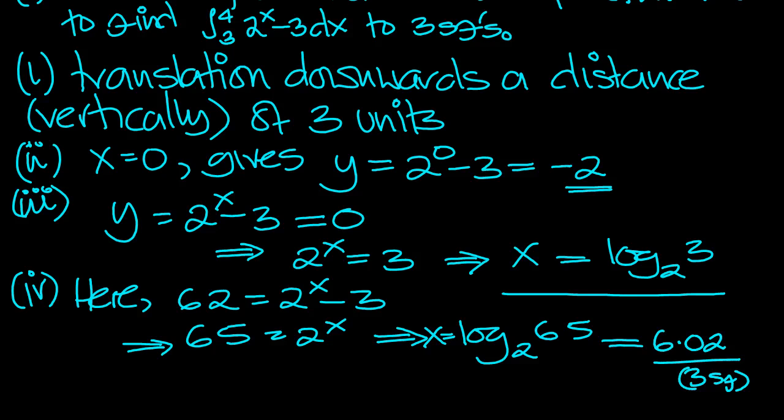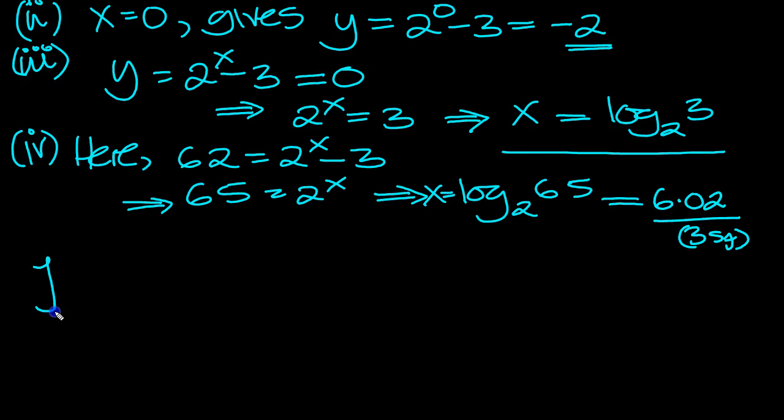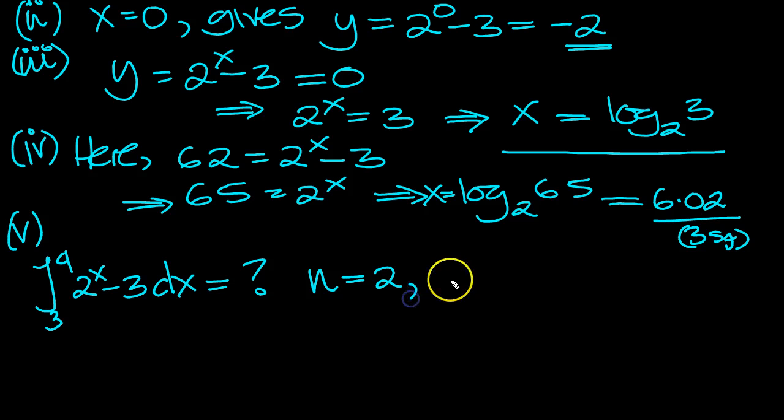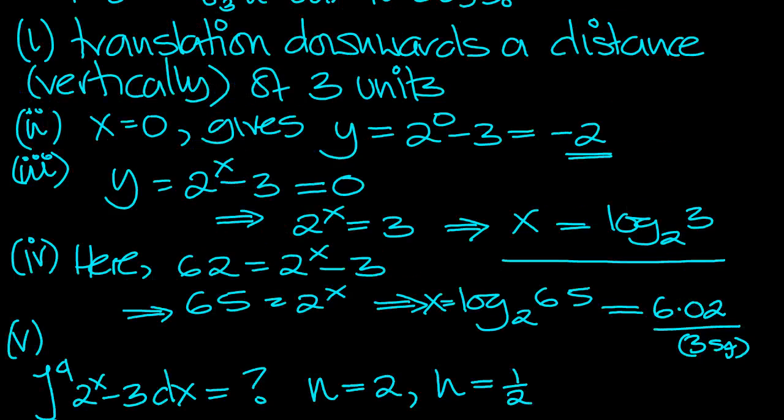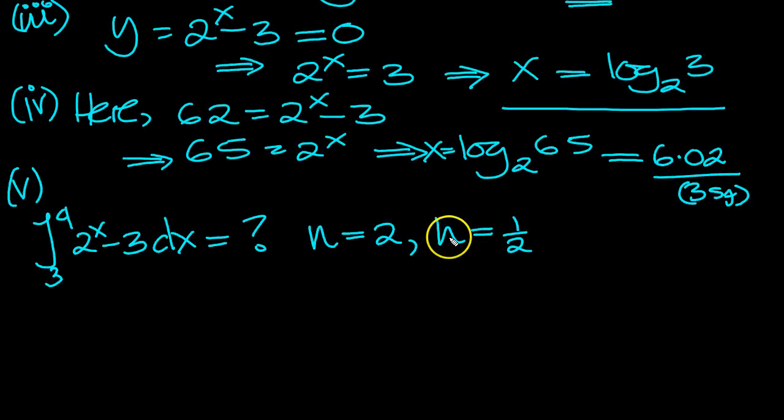So that's part 4. Now all that remains is part 5, which is the trapezium rule, to work out this integral between 3 and 4 of 2 to the x minus 3 dx. This is part 5. We're told the number of strips is 2, and the strip width h is equal to a half. That's what it said in the question: 2 strips of width 0.5.